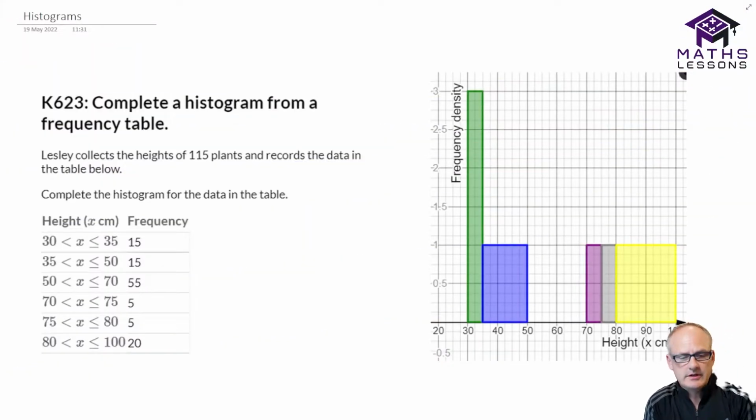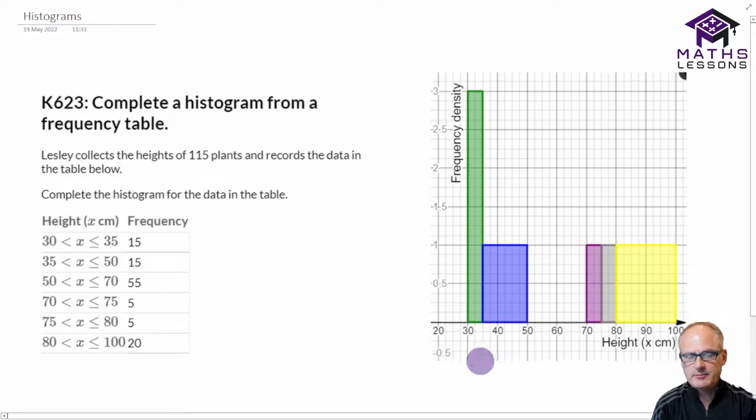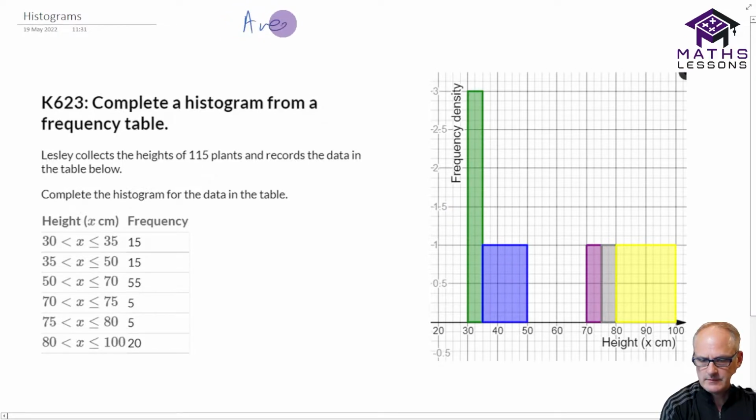Right, we're going to be looking at some histograms today, and the idea is we're going to look at the basics and then we're going to look at two exam questions at the end. So first thing to remember is that the area is proportional to the frequency on histograms.